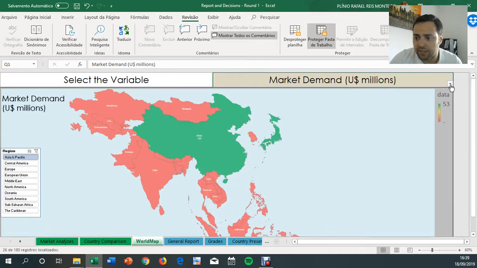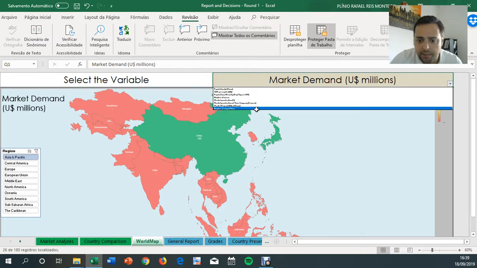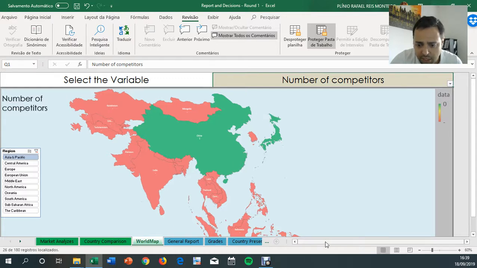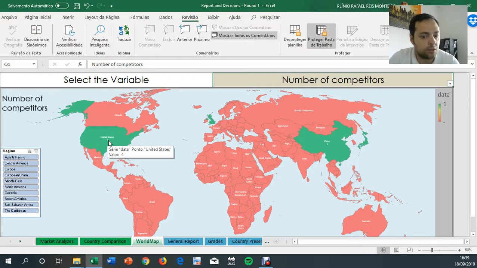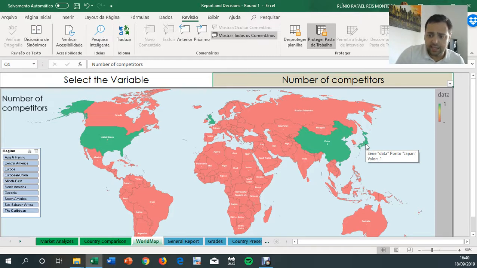And the last variable that you can analyze is the number of competitors. So as you can see, let's look at all countries in the world to have a general overlook. As you can see right now, we have 4 different companies operating in the United States. We have just 1 company operating in the United Kingdom, 1 company operating in China, and 1 company operating in Japan. But let's take a deeper look at the results of each country and each region.